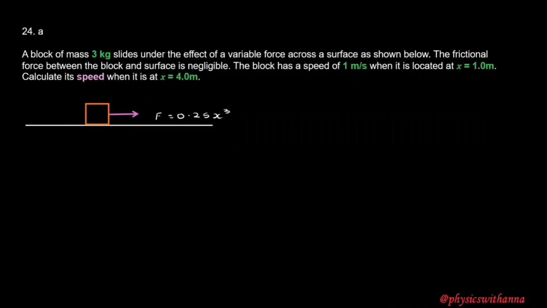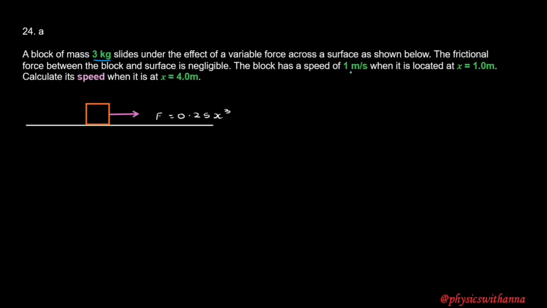In this video, we are going to discuss how to use the work kinetic energy theorem to find the final speed of an object acted upon by a variable force. Question 24a. A block of mass 3 kg slides under the effect of a variable force across a surface as shown below. The frictional force between the block and the surface is negligible.